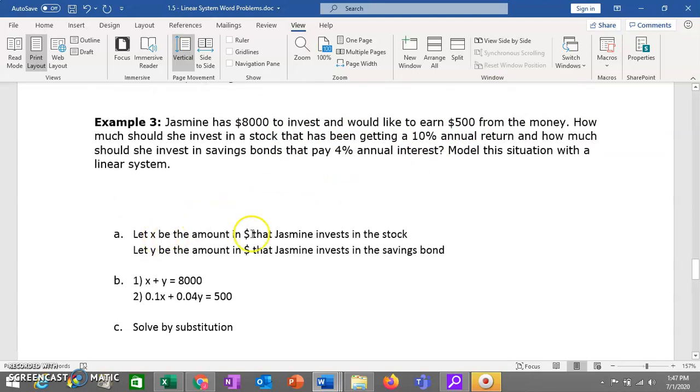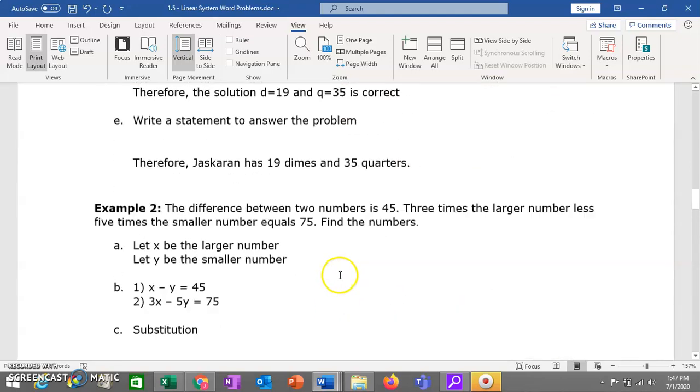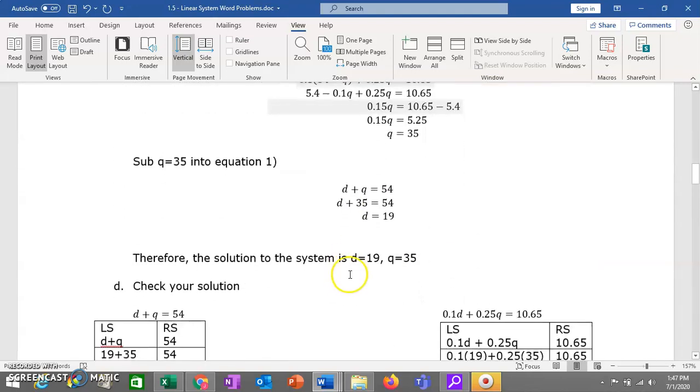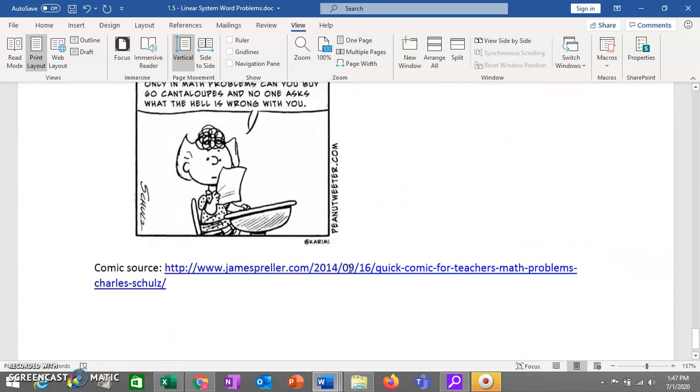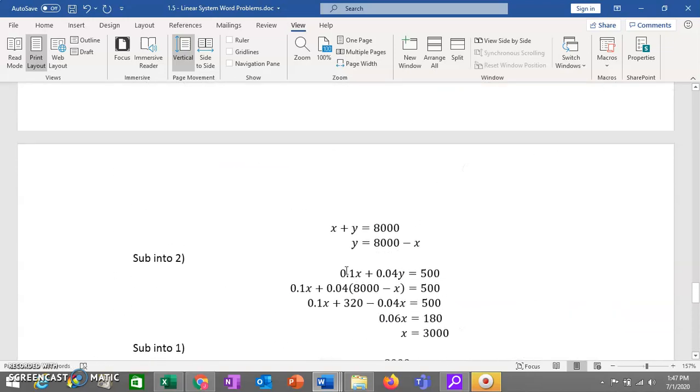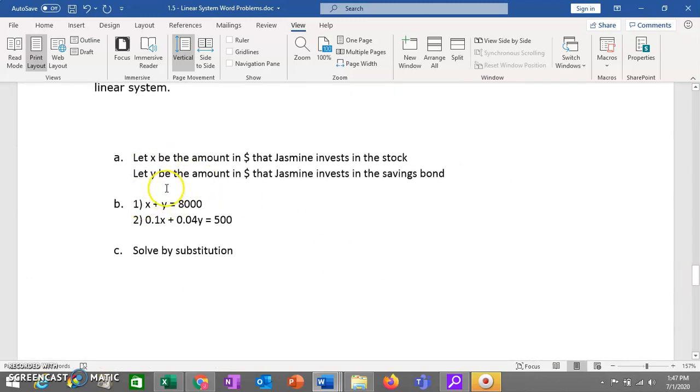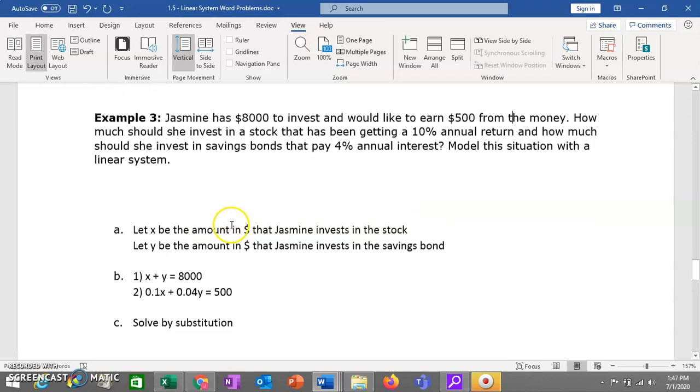So we're going to say let x be the amount that she invests in the stock, and let y be the amount that she invests in the savings bond. Okay, this is kind of similar if you think about it. Really, this is just a more advanced version of the coins problem, because we have here x plus y, right? The amount in each is equal to the total amount of money. And then this is the equation that gives you the value.